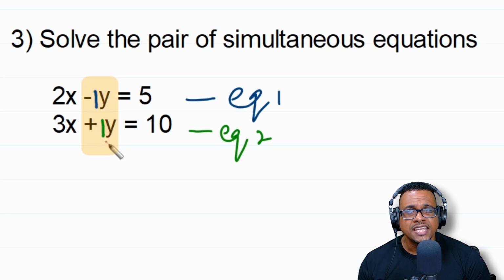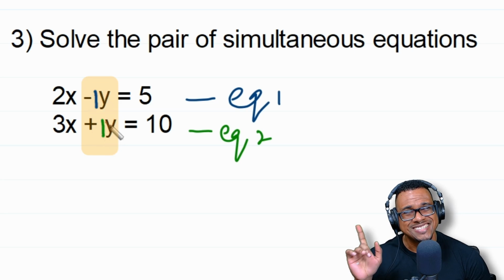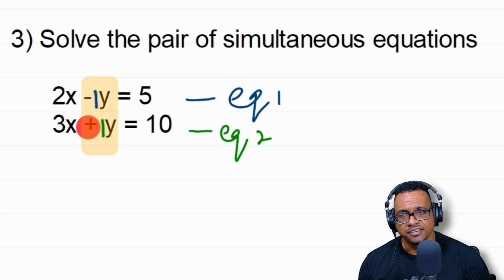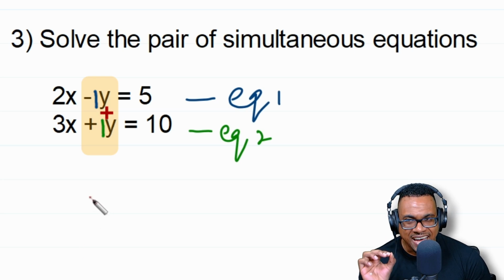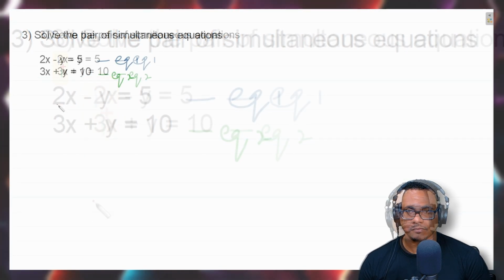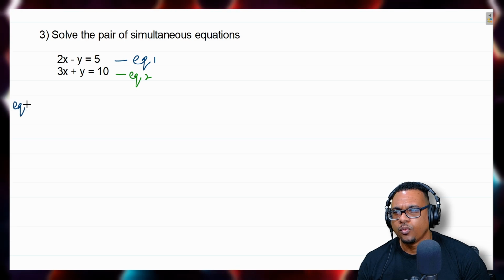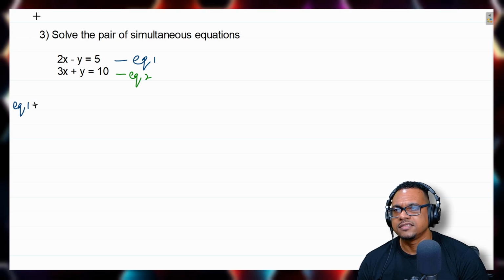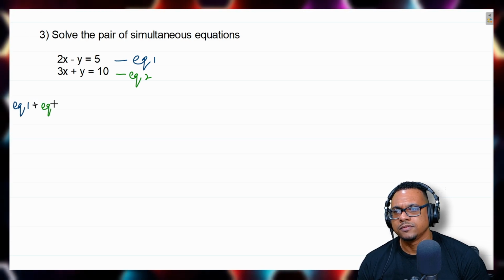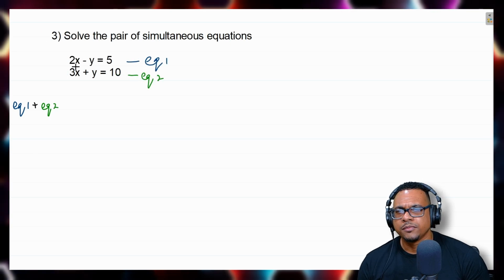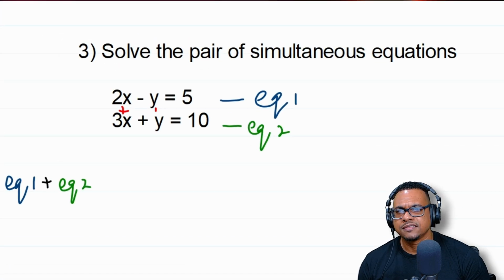So therefore, we would be able to eliminate the y, but the signs in front of the numbers are different. One is negative and one is positive. So as I said, if the signs in front of the numbers are different and the magnitudes are the same, and here the magnitudes are 1 and 1, they are the same, you will have to add to eliminate. So I'm going to write equation 1 plus equation 2. And what I'm going to do here is put some plus signs.